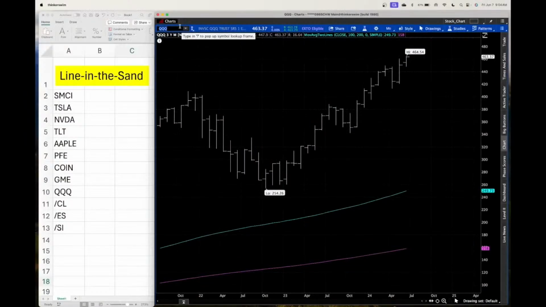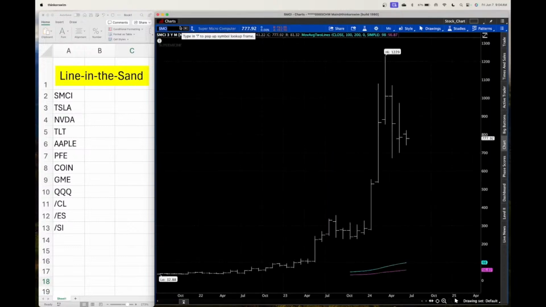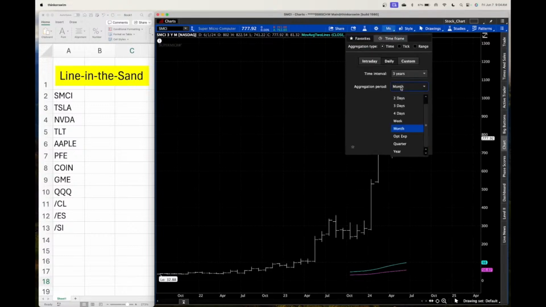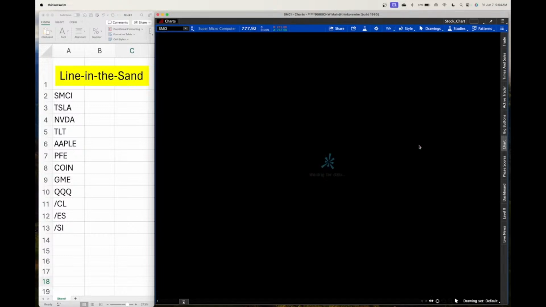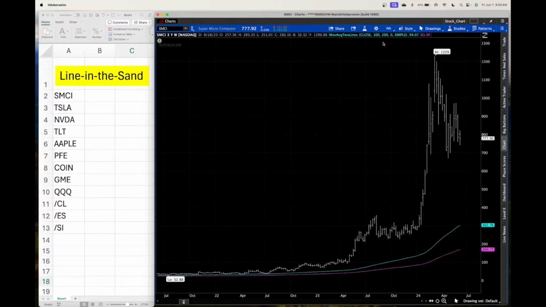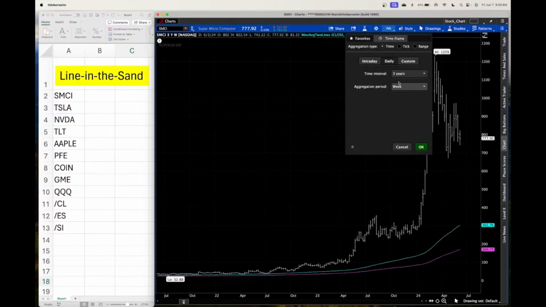All right, guys, I have you in front of the screen. We are going to keep this very, very simple. We are looking for one number: above bullish, below bearish. We're going to go through the names that you see on the screen, starting with Super Micro Computer. First, I'm looking at a monthly. I'm going to drop down to a weekly, and then I'm going to drop down to a daily, keeping it very simple on all these names.